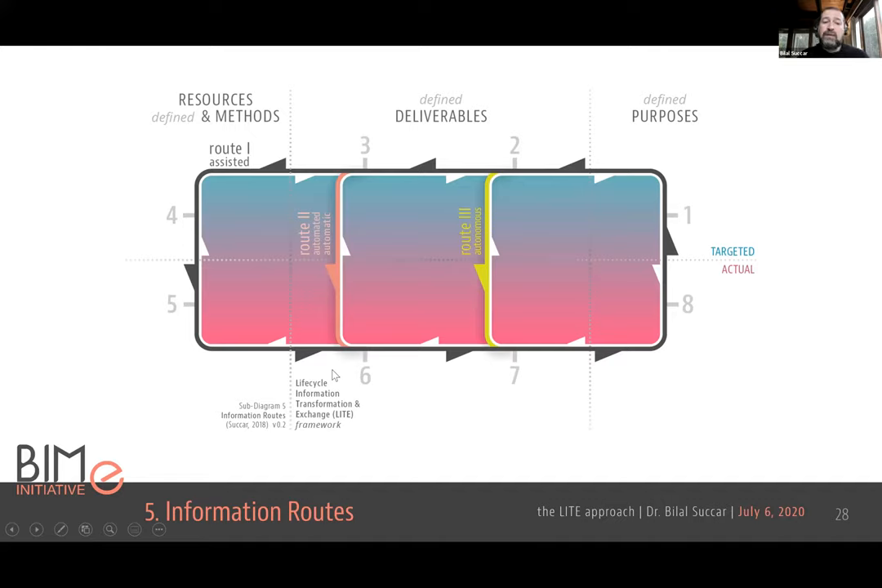But what about if we're doing this again? What about if we're building the same building on a different site, let's say, or repeating the generation of the same pump? If this is the case, we really don't need to define the resources and methods because we've already defined them. We're just repeating the delivery of that asset, okay? If this is the case, and there are other cases, we really don't need to go through 4 and 5.